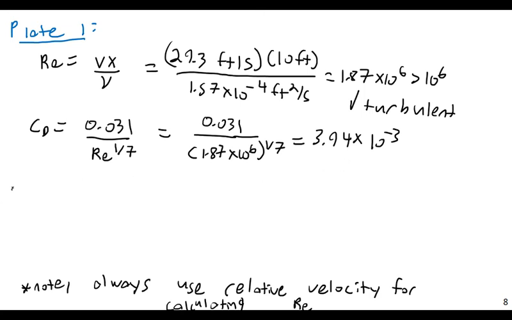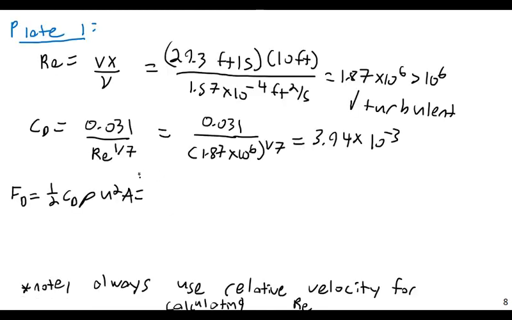And if you then work through the calculation of drag force, I should say, equal to 1/2 CD rho u squared A. This is going to be equal to 1/2 times 3.94 times 10 to the negative 3 times 2.38 times 10 to the negative 3 slugs per cubic feet. Sorry, I wrote that down wrong, I'm getting myself a little mixed up in my notes. 3.94, yes.